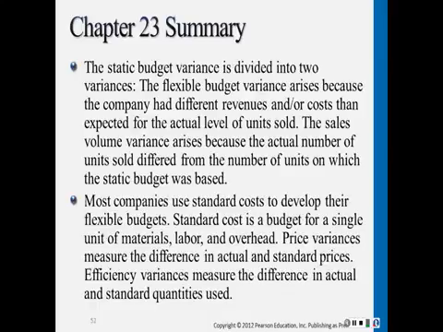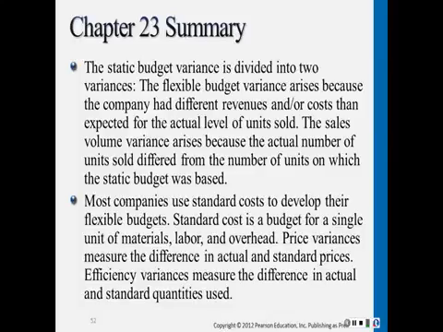The static budget variance is divided into two variances. The flexible budget variance arises because the company had different revenues and/or costs than expected for the actual level of units sold. The sales volume variance arises because the actual number of units sold differed from the number of units on which the static budget was based.